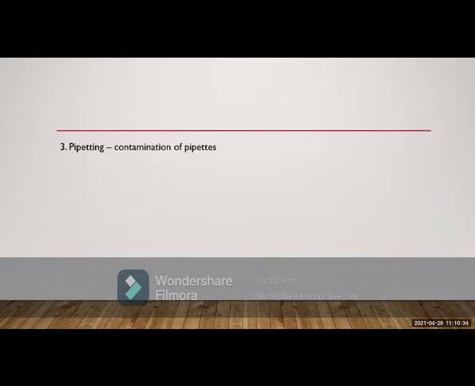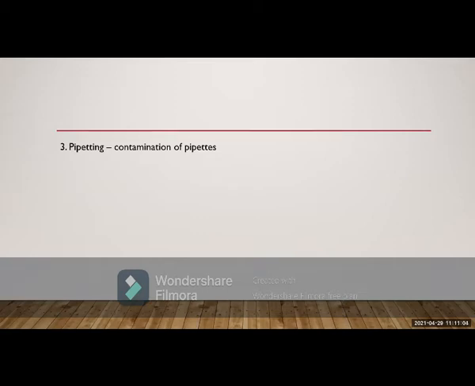The third one will be pipetting. Okay, so when you are pipetting, there's a possibility that contamination of pipettes can happen. How does it happen? When there's a large number of people performing the analysis, one person can change the position of the pipette. Okay, so let's say you are using a 10 ml pipette for reagent X, and based on the availability, somebody will take it from there and use it for reagent Y.